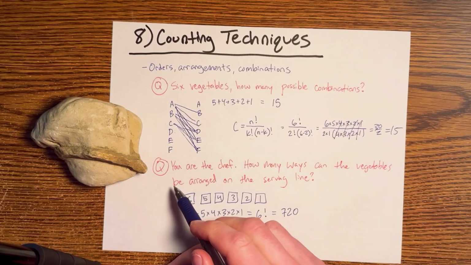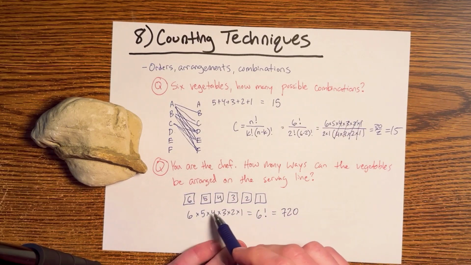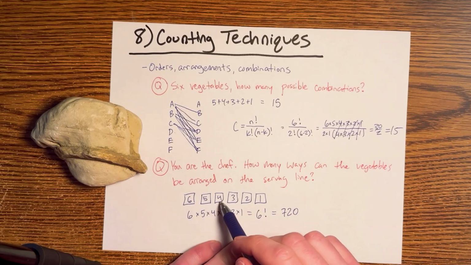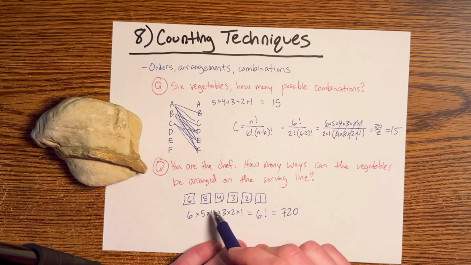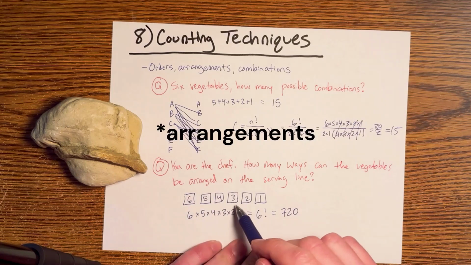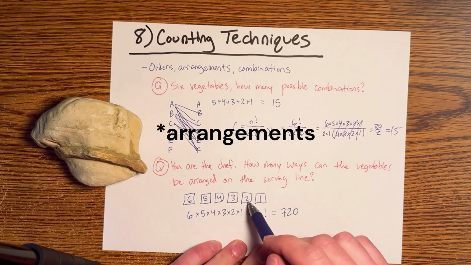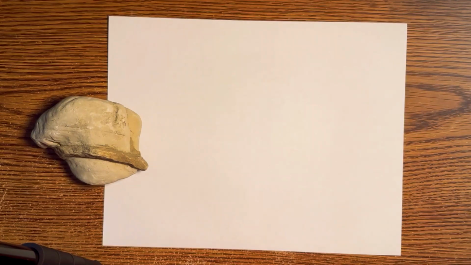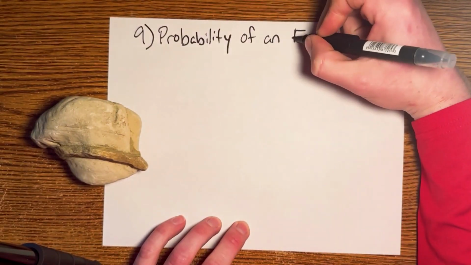Now let's say a question said that there's only 4 slots available for the 6 vegetables, then you would just do 6 times 5 times 4 times 3, because that's the number of possible combinations. You would not multiply by 2. So basically half of this 720, or 360.